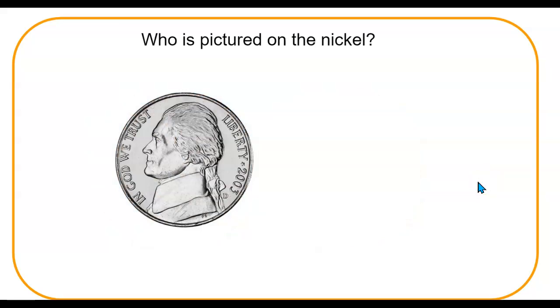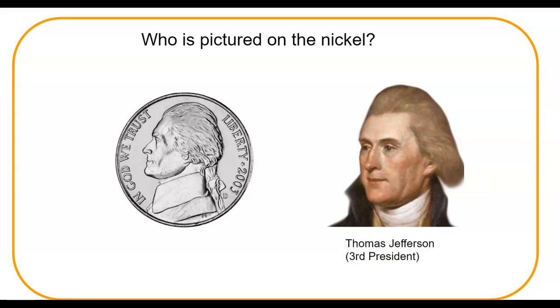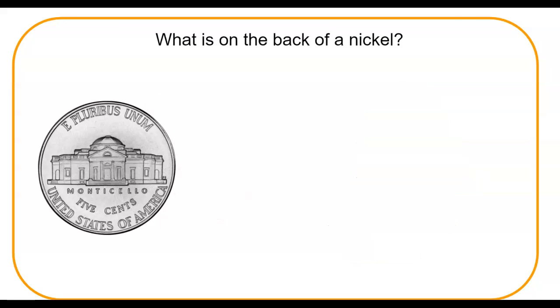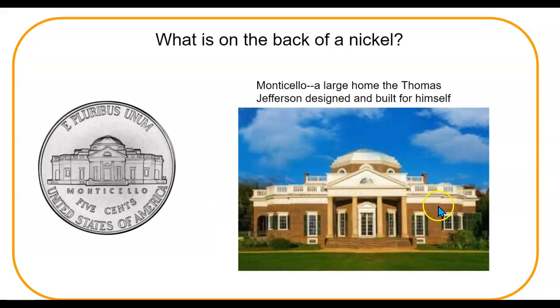Who is pictured on the nickel? This is a nickel, and this is another president. This president was our third president, and his name is Thomas Jefferson. On the back of the nickel, there's a building, and the building is called the Monticello. And the Monticello was a large home that Thomas Jefferson designed and built for himself. Can you imagine living in that house? That'd be pretty cool.